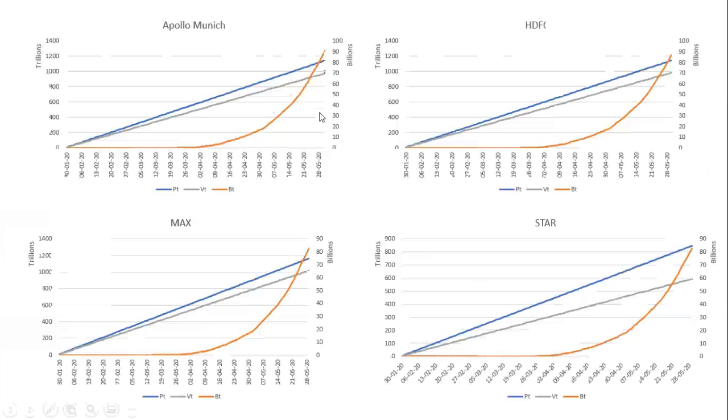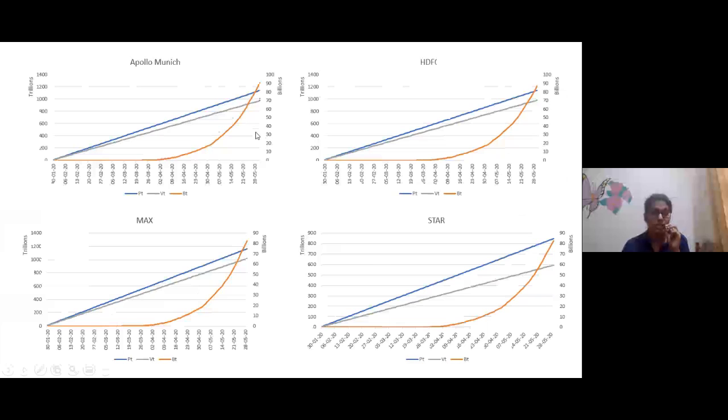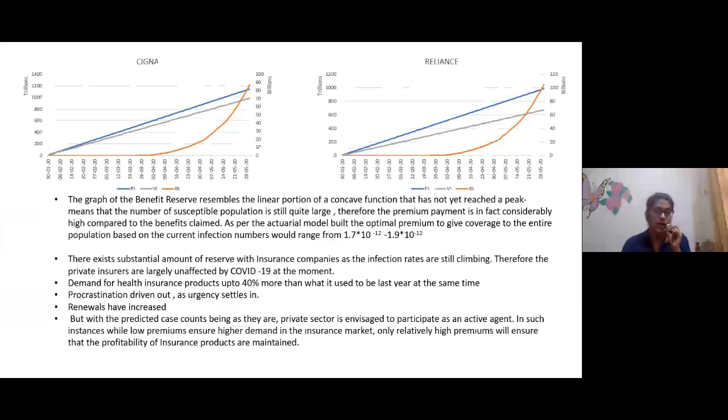Therefore, the private insurers are right now largely unaffected by COVID-19. There's a demand for health insurance products up to 40% more than what it used to be last year at the same time. It's because procrastination has been driven out and urgency has settled in. The renewals have increased. What they used to do before was, once you take a policy and there has been no claim for a year, you would just let that be. But right now people are renewing their policies.